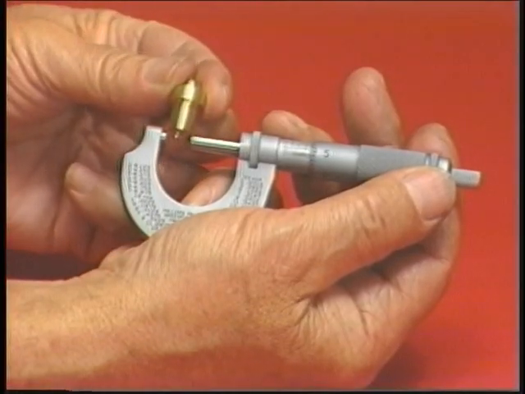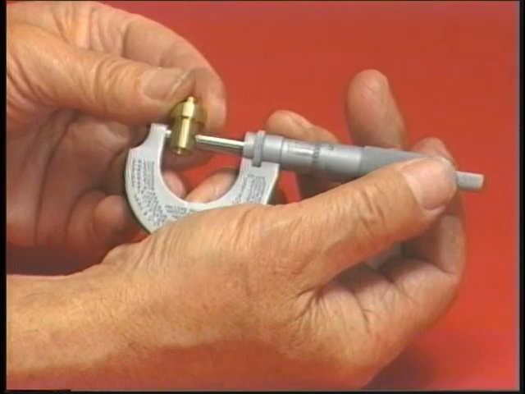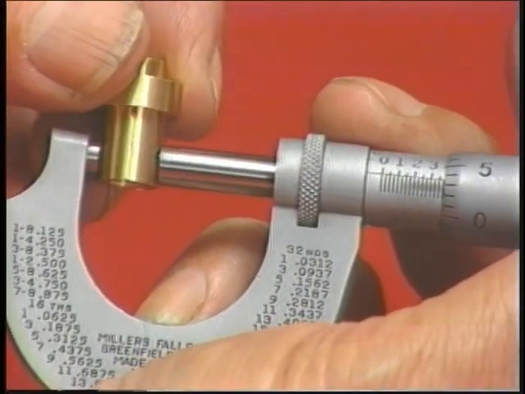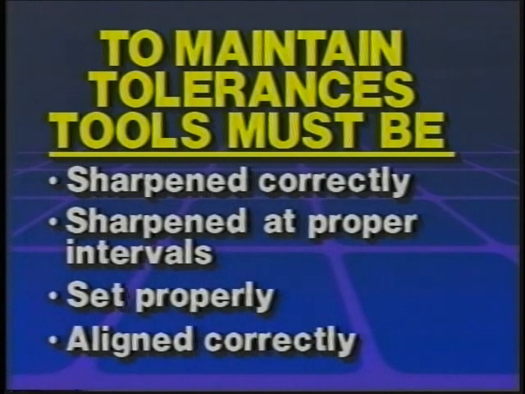This workpiece is always machined to particular specifications and tolerances. In order to maintain these specifications and tolerances, it is critical that the tools are sharpened correctly, sharpened at proper intervals, set properly, and aligned correctly.